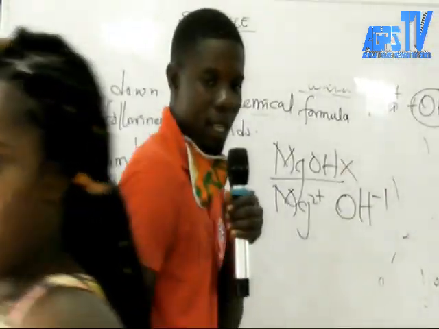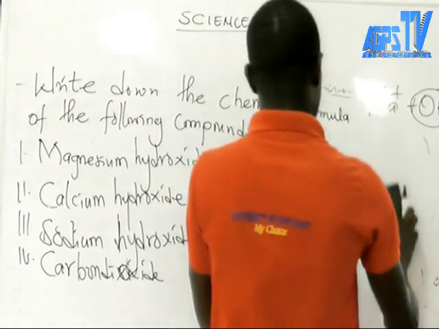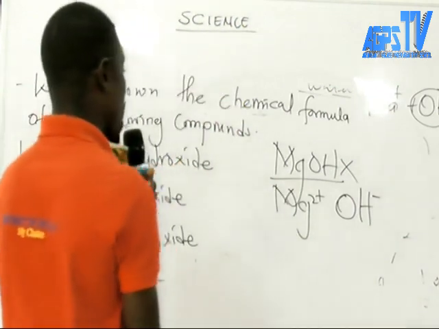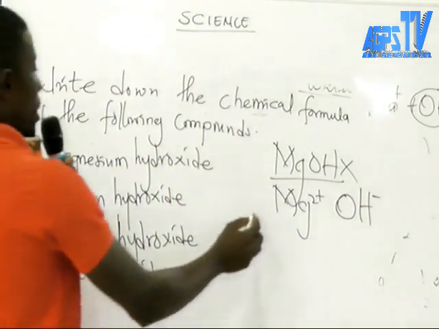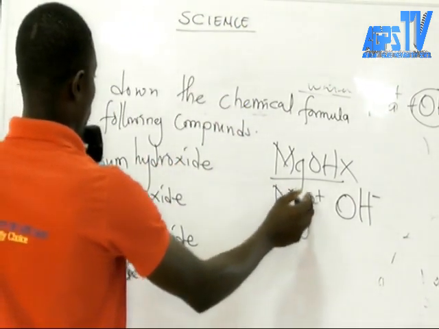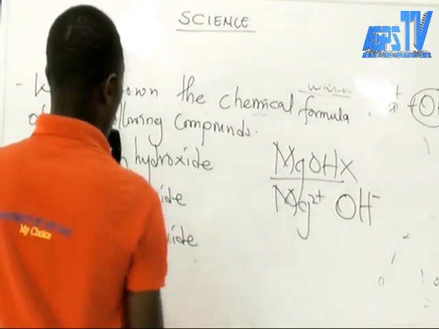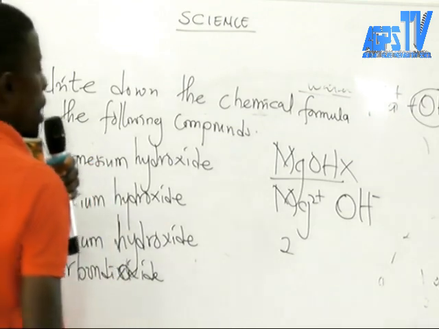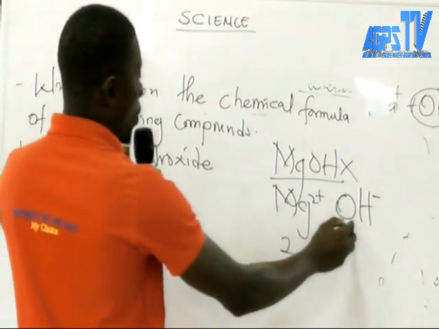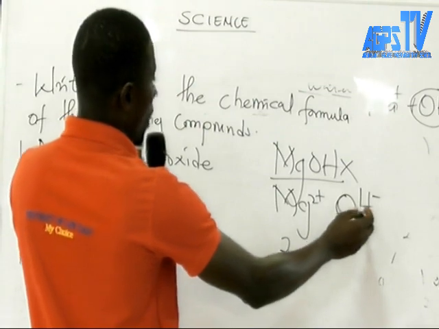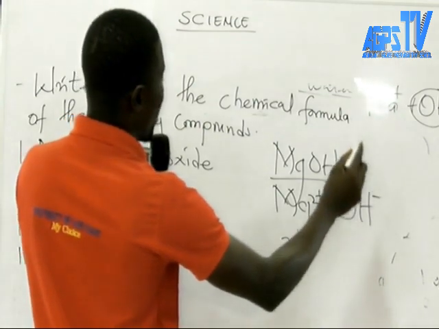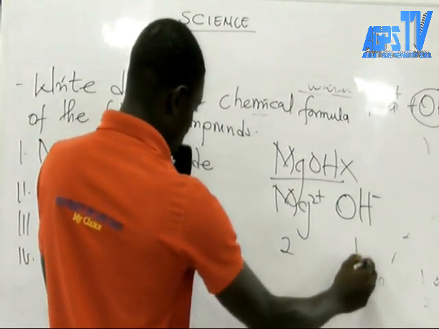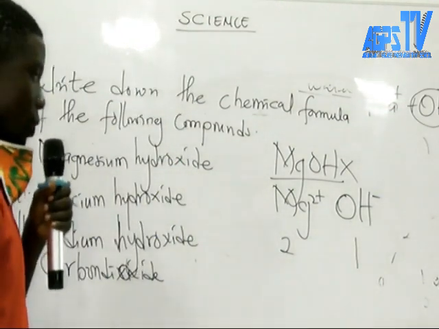But we don't write the charge. Here, magnesium is having a charge of +2, so its valency is 2. And here, OH, hydroxyl, this one is having a charge of -1. Its valency is 1. I want you to take note of this.